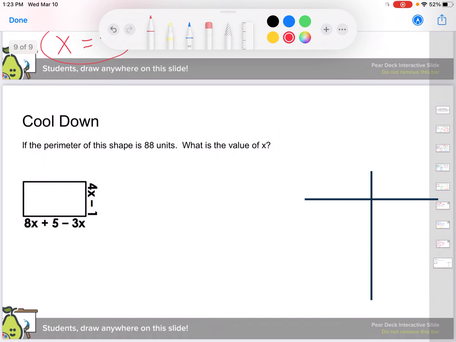All right, so I need you to tell me if the perimeter of this shape is 88 units, what is the value of x? That's all I need you to do. You're going to take a picture of yourself solving that problem. Make sure you show all your work.